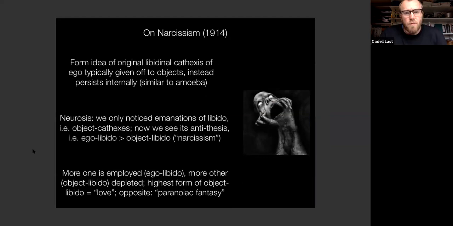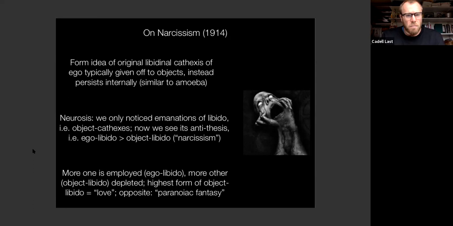In any case, the idea is that libidinal cathexis, the concentration of ego, is typically given off to objects, but instead persists internally. Freud here makes reference to the amoeba. One can't help but notice that this is also the metaphor that Lacan uses to describe lamella. And I do get many hints here that what Freud's talking about with narcissism and its relation to the psyche has something to do with what Lacan analyzes as lamella in his later philosophical psychoanalysis, playing around with deeper metaphysics.